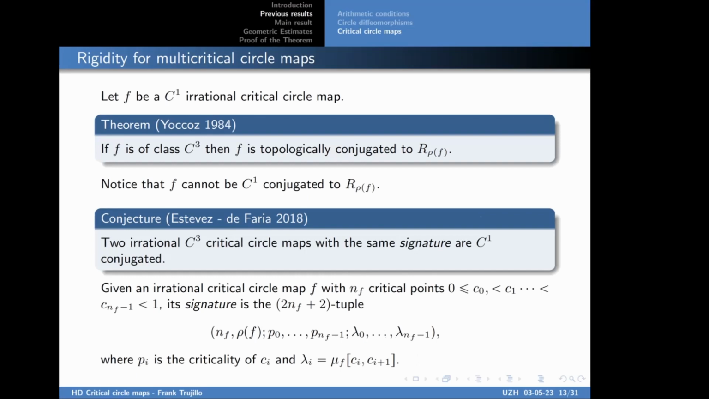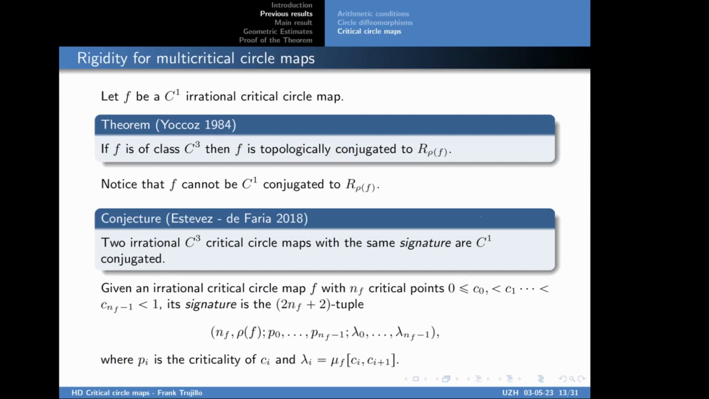Okay. So why is this? Because if I expect two critical maps to be conjugated to each other, I expect them to have the same number of critical points. I expect the conjugacy to send critical points to critical points. And since they are uniquely ergodic, I do need their distance to be preserved. So basically, the distance between two critical points in one map and in the other are the same according to the invariant measures. So the conjecture is that if these signatures are the same, then my maps are C1 conjugated.